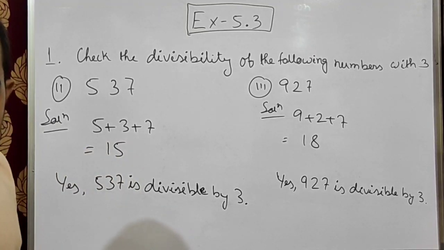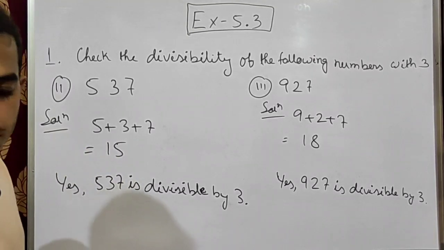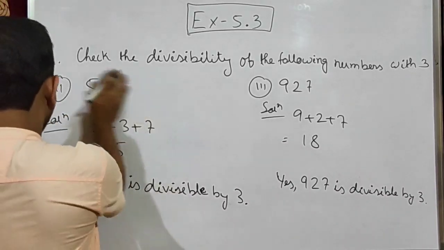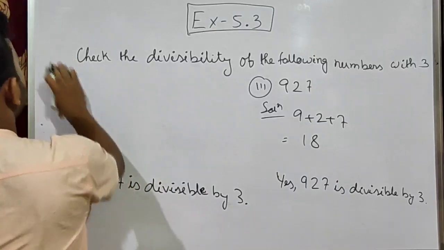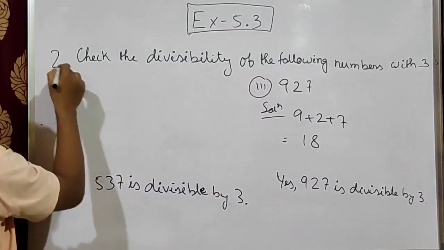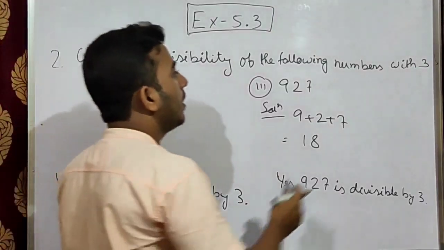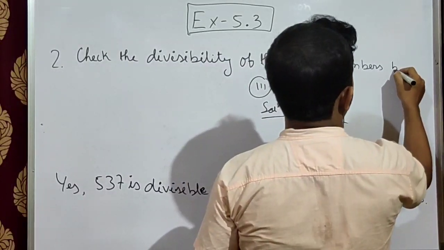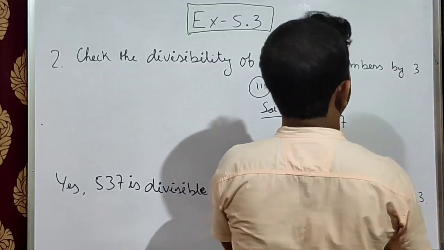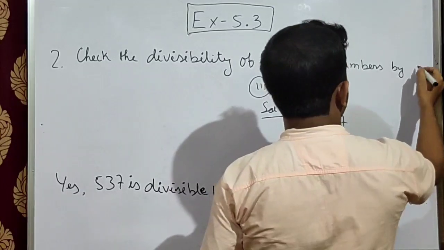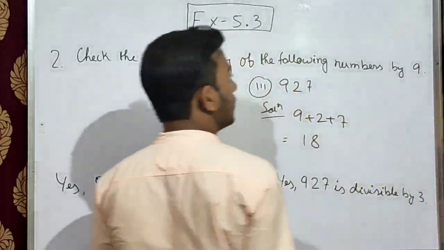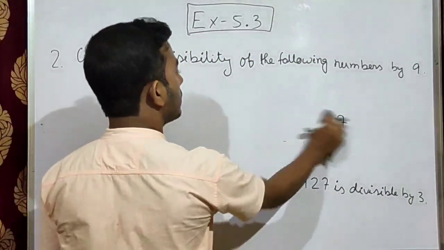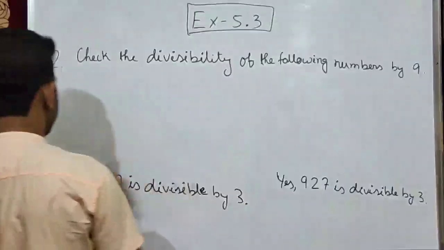And now we move to our second question, that is, which of the following numbers are divisible by 9? Same thing, right? Check the divisibility of the following numbers by 9. For example, if I ask you what is your name, one type of question. Now another is, may I know your name? This is also same, right? I want to say the same thing, but language is different.